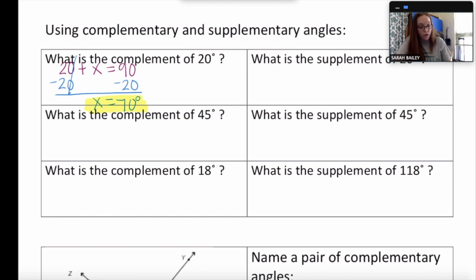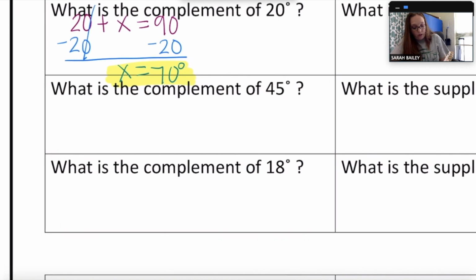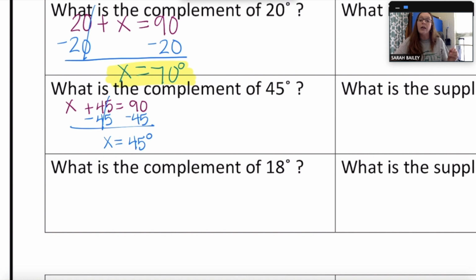Let's look at the one underneath it. It says, what is the complement of 45 degrees? Again, I can set up an equation for this. So some angle measurement plus 45 is going to equal 90, because remember, complementary angles are two angles that add up to 90 degrees. If I solve this equation, I would subtract 45 from both sides. 90 minus 45 is 45. So the complement to an angle that measures 45 degrees is another angle that measures 45 degrees.